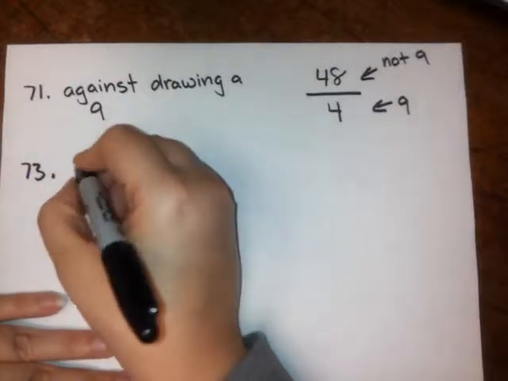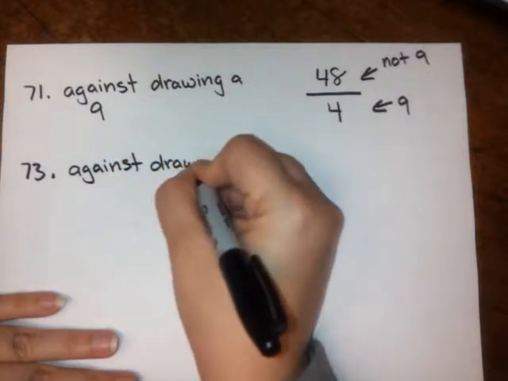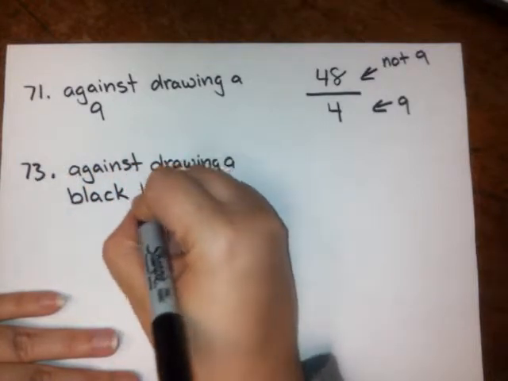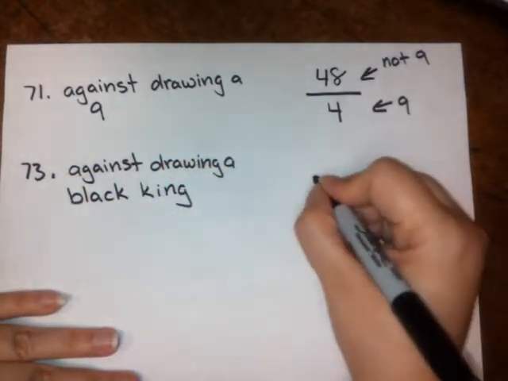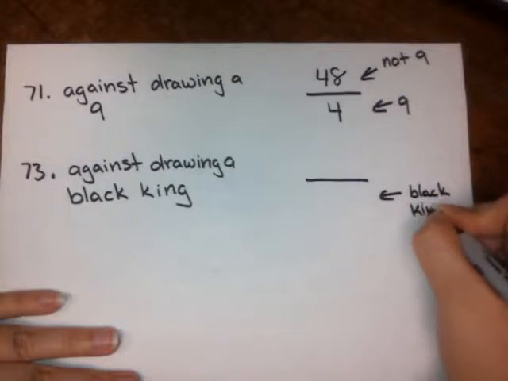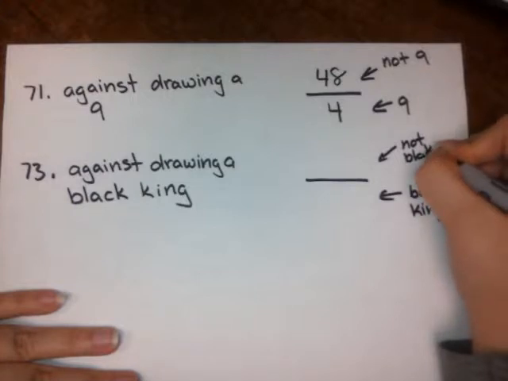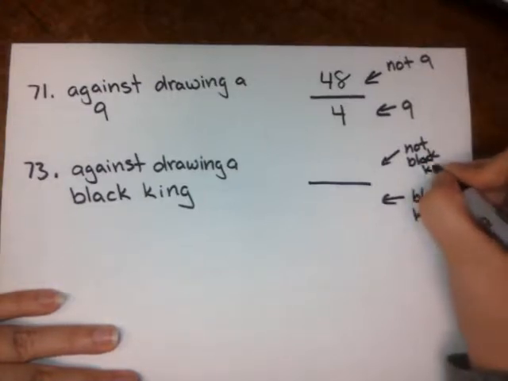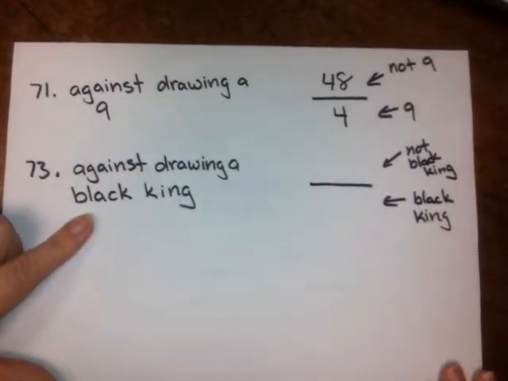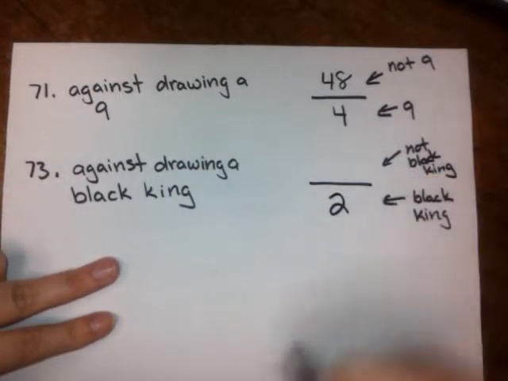73, odds against drawing a black king. Okay, so we need black king on the bottom and not black king on top. So how many black kings are there in a deck of cards? Well, there are only 2. There's the king of clubs and the king of spades. So there are 2 successes.